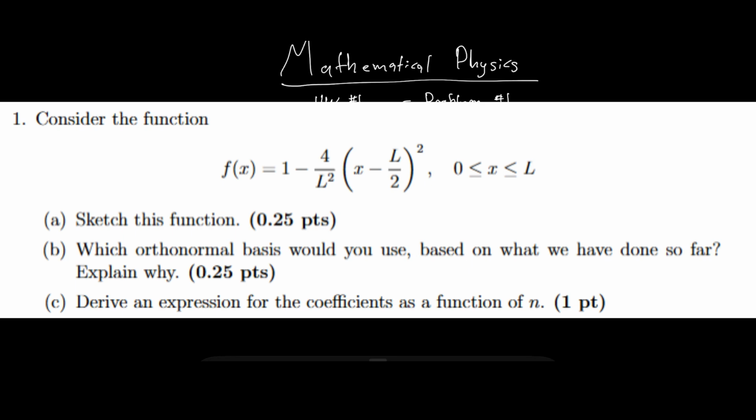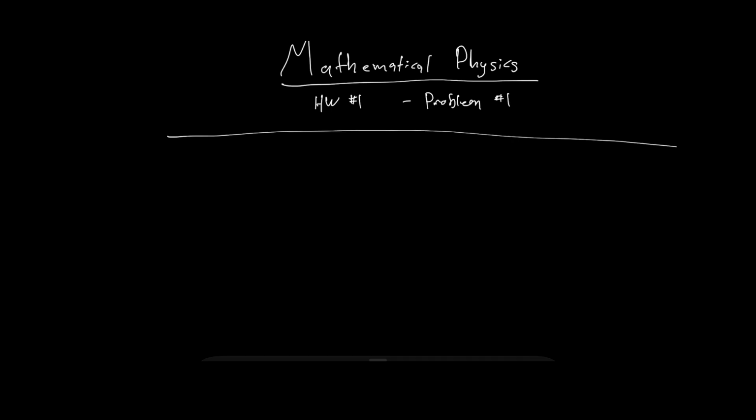Okay, so for this problem, I'm going to be doing my first homework problem from my mathematical physics class, or math methods, whatever you decide to call it. It's considering this function, f of x equals 1 minus 4 over L squared times quantity x minus L over 2 squared, where x is between 0 and L. First it wants us to sketch this function, so we're going to do that. Let's just write it out real quick.